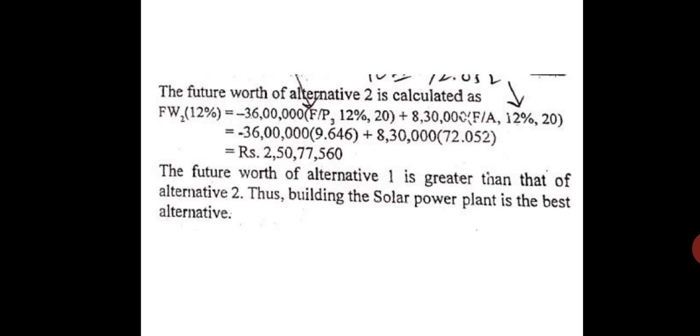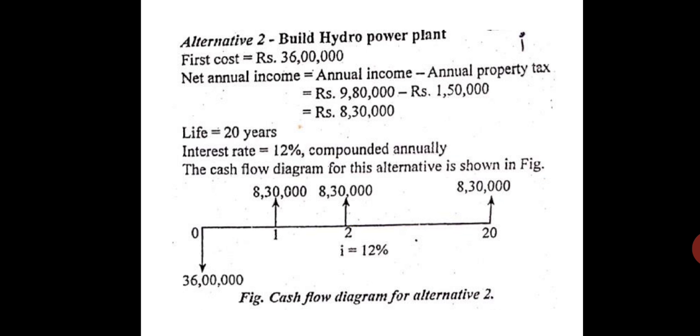One time investment is P. So I want to find out the future value for the annual amount 8,30,000 rupees at the rate of 12% interest and for 20 years. The factors we have seen, you can calculate also. You will get 9.646 and 72, or you can get it directly from the chart. So this value is 2,50,77,562.